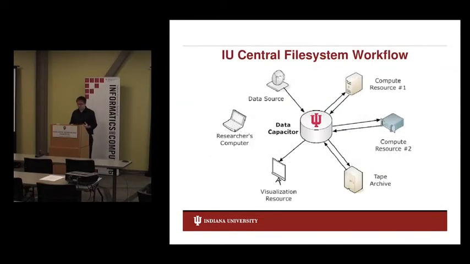IU provides a central file system that we call the data capacitor. A central file system sits in the middle of this workflow. So you see we've moved your computer out of the workflow, and now your data is written once and stored on a central file system where the data comes from the source, can be used on the compute resource, another compute resource, can be archived, can be visualized, all without moving your data again, which is a key to progress in science: getting to the computation as quickly as possible and reducing the barriers to using your data.